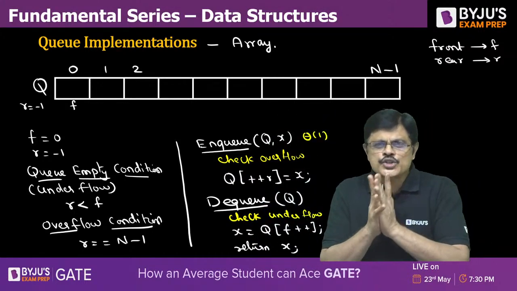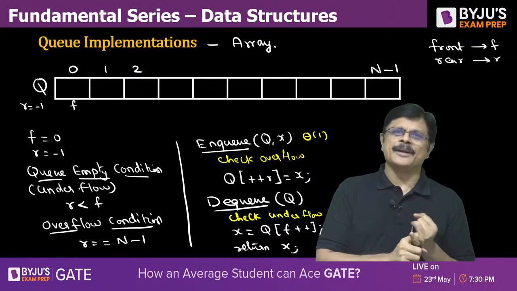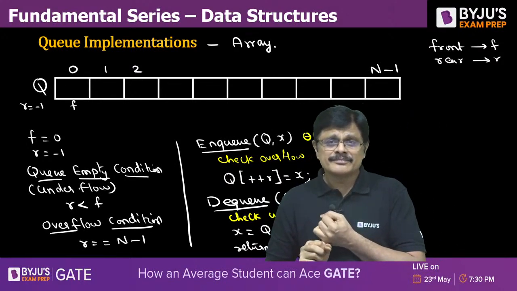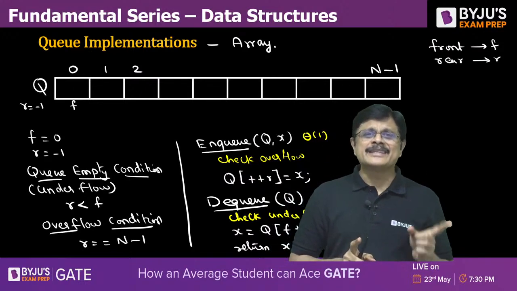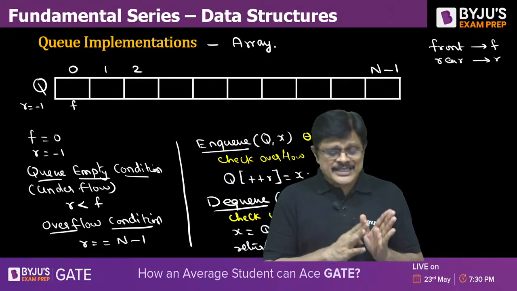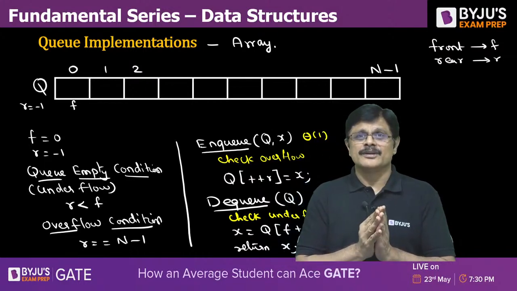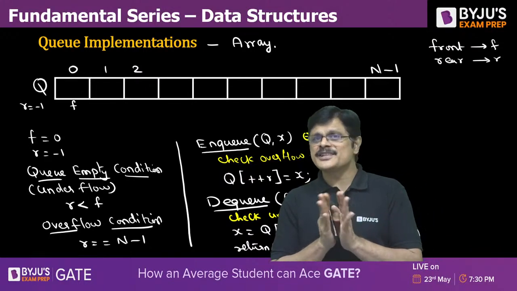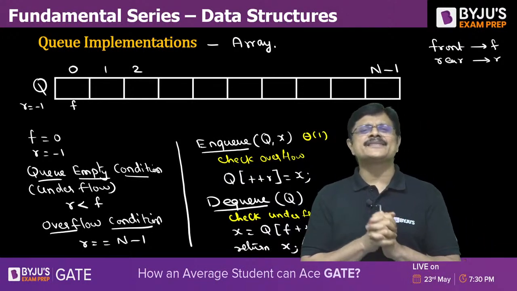The most common questions they ask can be the Q full condition. What is the Q full condition? Rear is equal to n minus 1. It is called linear Q representation, normal Q representation, this is the story, my dear friends. And the Q empty condition is rear less than front.